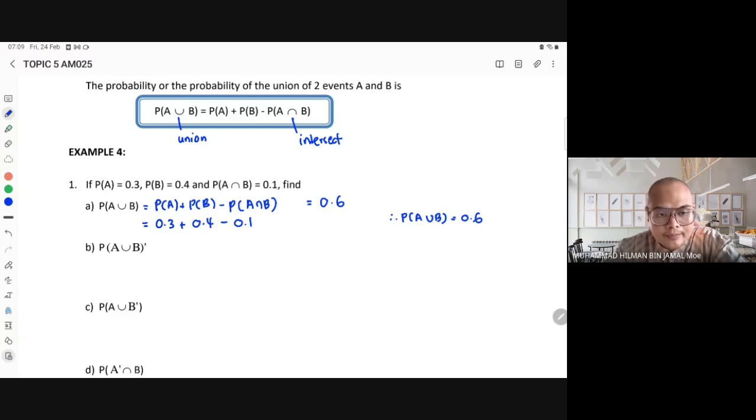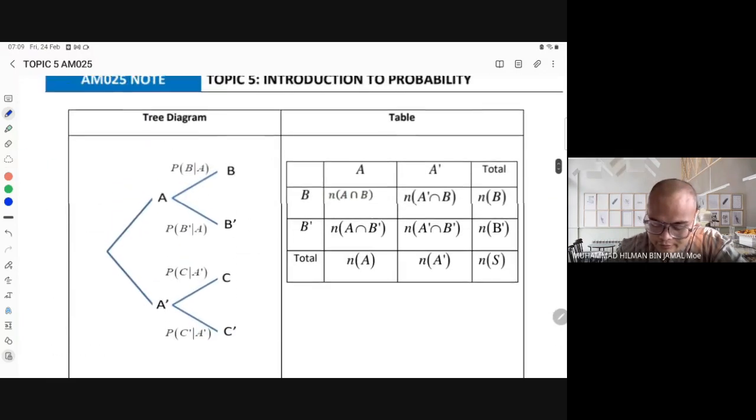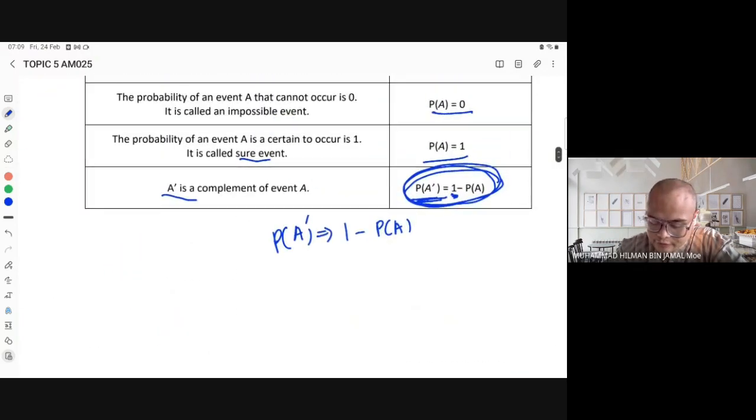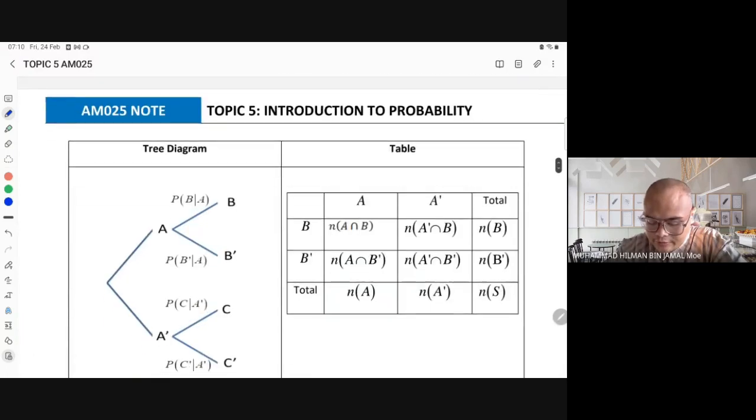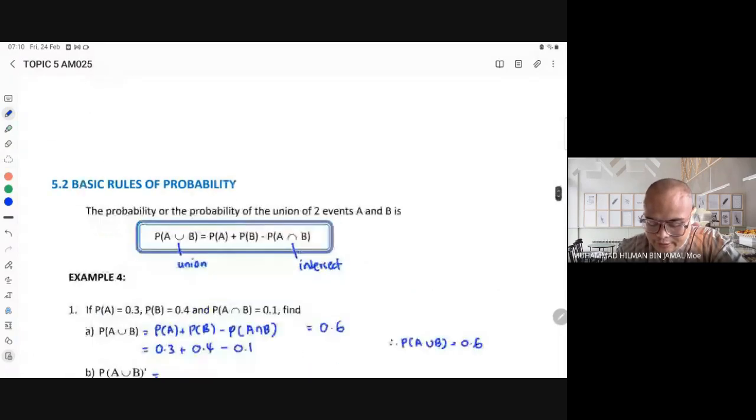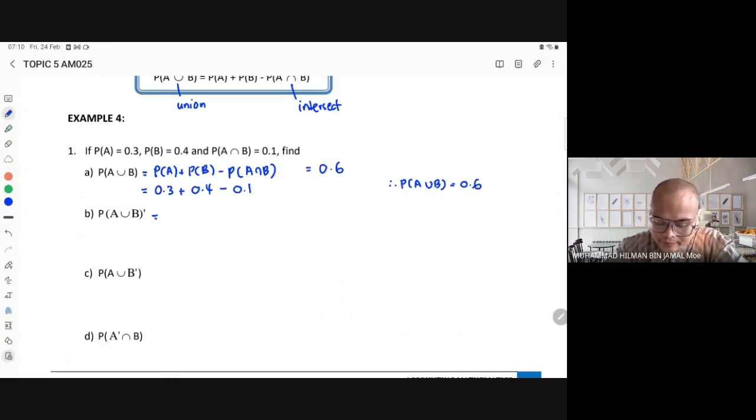Okay, next we have probability of A union B, and then kita ada prime dekat sini. Kalau ada prime, this is a complementary event. So kalau kita tengok the definition of complementary, let's say A prime is a complement of event A. That's maksudnya A prime adalah sama dengan 1 minus A. So kalau kita nak cari probability of A union B prime, that means we have 1 minus probability of A union B.